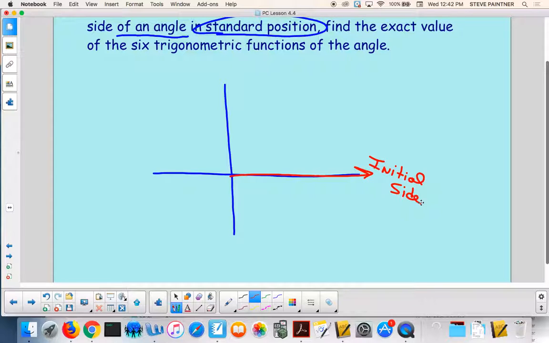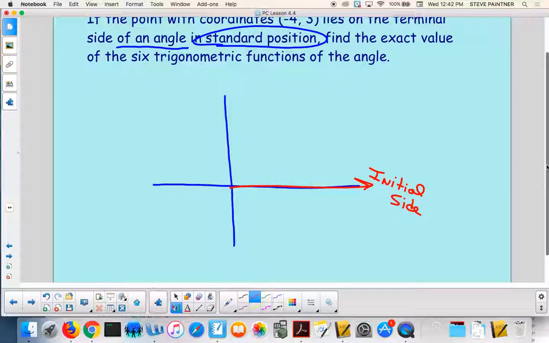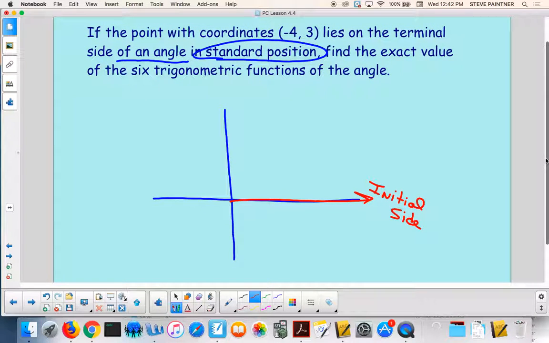Okay, so here's what this one says. You have an angle in standard form. I'll go back up and read this again. If the point with the coordinates negative 4, 3 lies on the terminal side of an angle in standard form. Well, where's negative 4, 3? Left 4, up 3, it's right here. This point lies on the terminal side of your angle. Here's the terminal side, and there's the initial side.